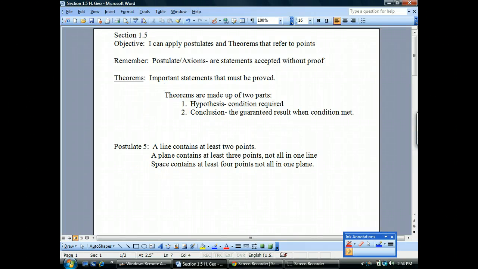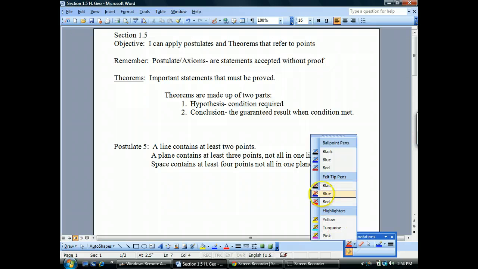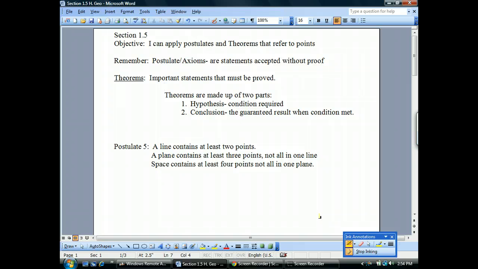Section 1.5, our objective today is to apply postulates and theorems that refer to points. Today we are actually starting to look at the first of our theorems, but in order to do that we need to remember a couple things.